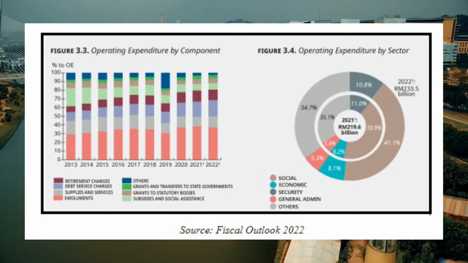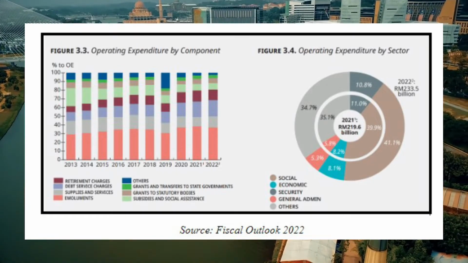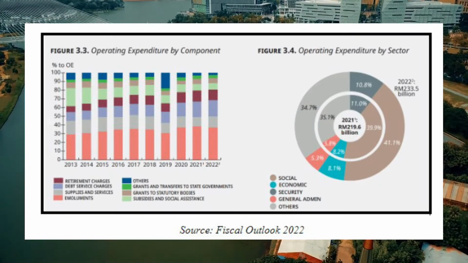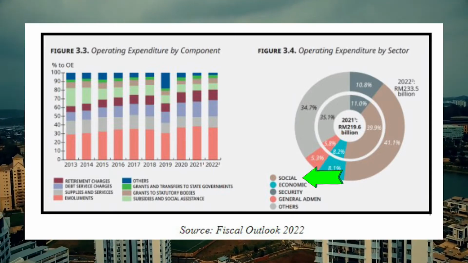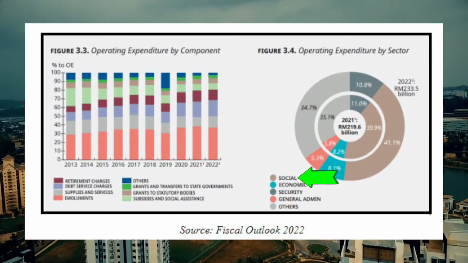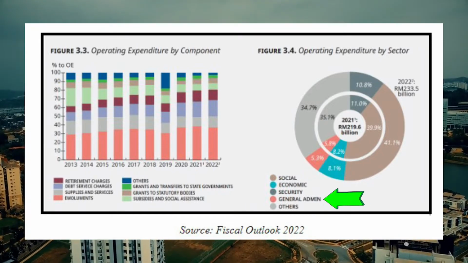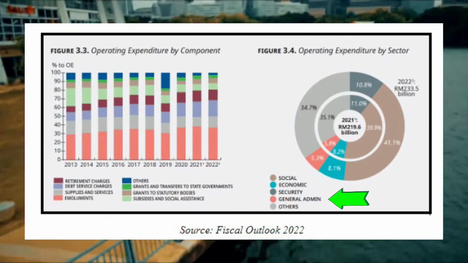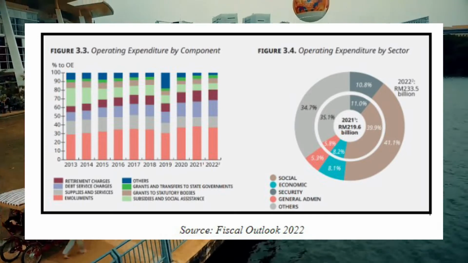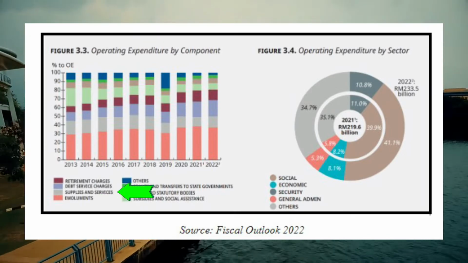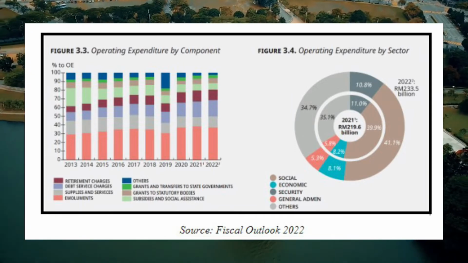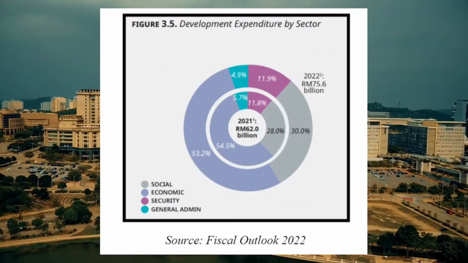The figure shows the total operating expenditure allocated for the year 2021 and 2022 from Fiscal Outlook. We can observe that the social sector accounts for the most significant portion of the OE, and general administration is the least portion of OE for both years. It can also be observed that the top 3 components that the government will spend the most on are emoluments, supplies and service, and debt charges. We move on to the development expenditure.